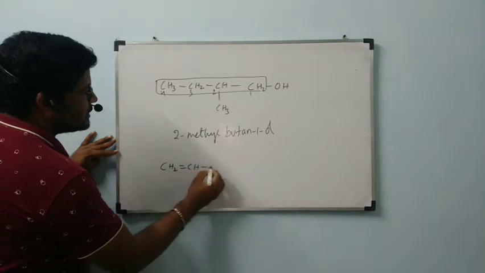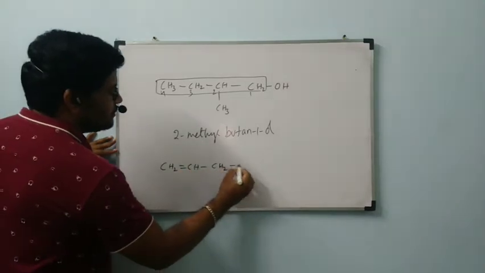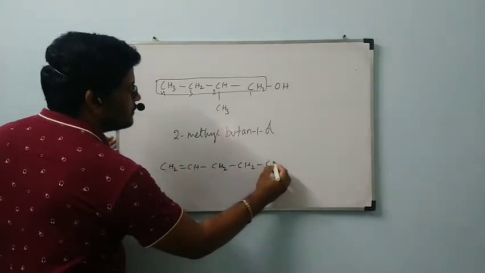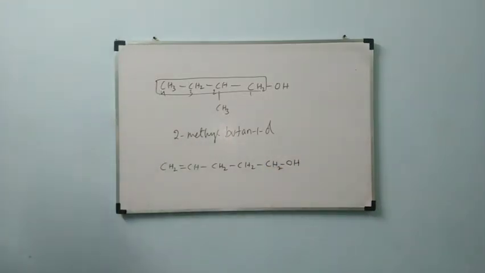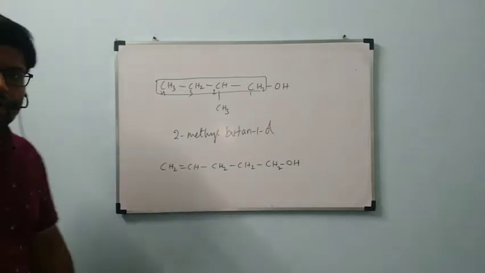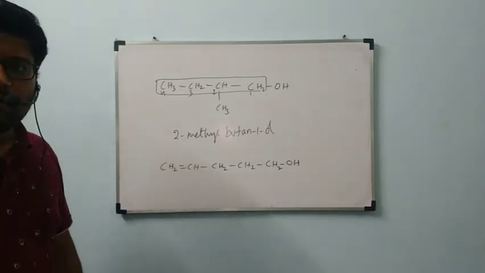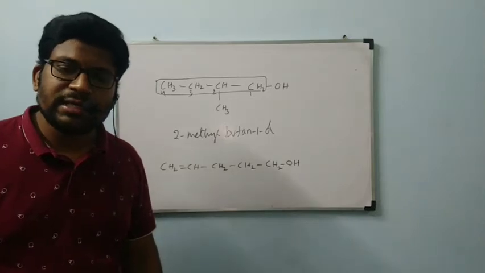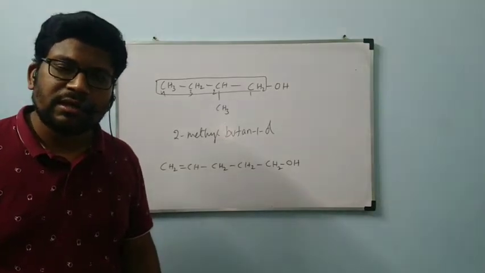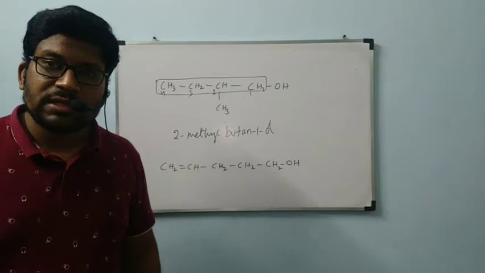CH2 double bond CH, CH2, CH2, CH2OH. The alcohol group is there as well as the double bond. Then we have to give importance to the functional group only. It should get the least number. A double bond is there and a functional group. The functional group must get the least number.